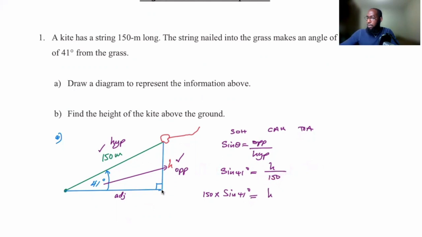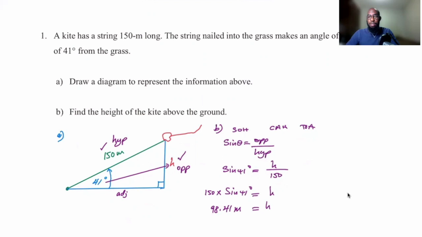Continuing, we make sure our calculator is on degrees. So we put 150 multiplied by sine 41, and you get 98.41 to 2 decimal places. That is in meters, 98.41. So that is the answer for number 1. This is part B, part A, part B. Continuing.